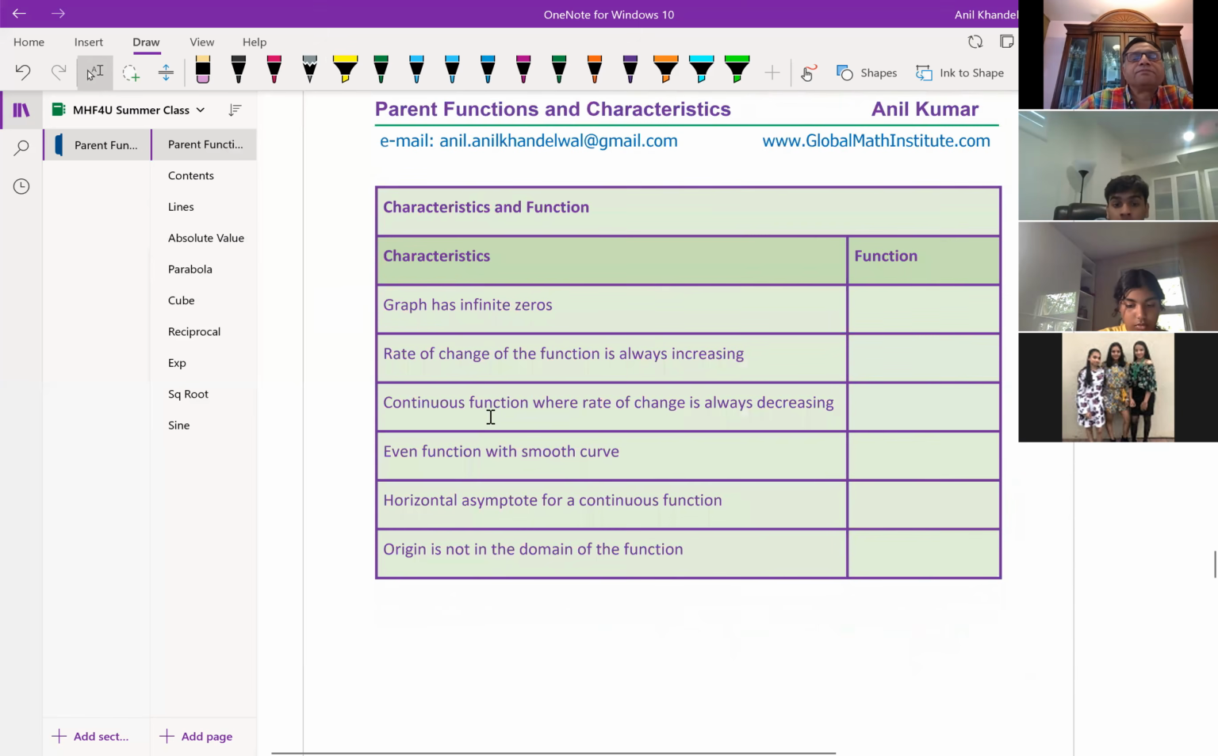Is that clear? Now, another important question in this exercise is that if I give you characteristics, then you need to identify which function we are talking about. Is that okay? We'll do this exercise also. So which graph will have infinite zeros? Tell me, anyone.